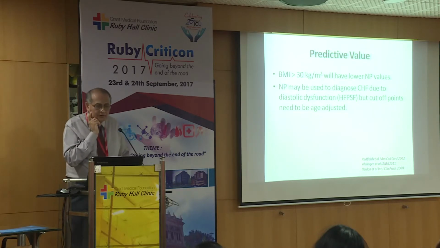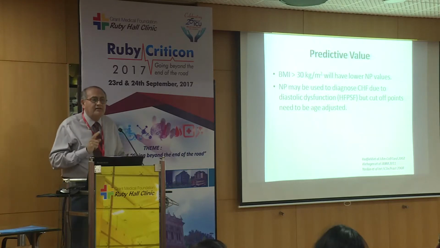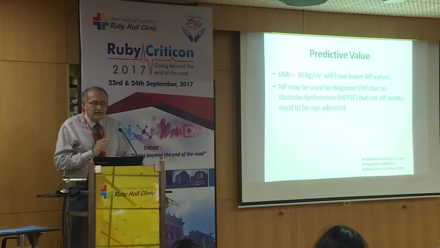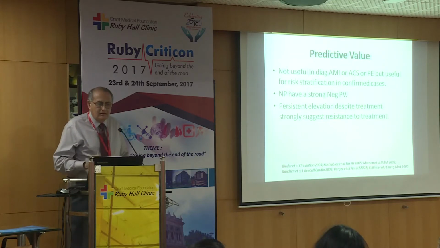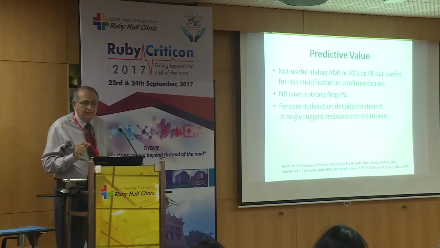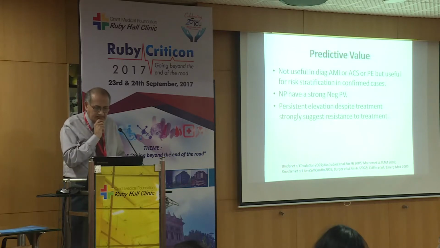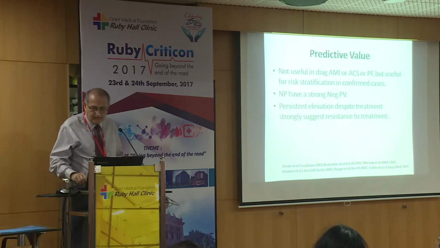More important, natriuretic peptides may be used to diagnose congestive heart failure due to diastolic dysfunction. That means preserved systolic function, but a diastolic dysfunction. But cutoff points need to be age adjusted because the higher the age, the cutoff point starts becoming different. Not useful in diagnosing AMI or acute coronary syndrome or pulmonary embolism, but useful for risk stratification in confirmed cases of these 3 entities. Natriuretic peptides have a strong negative predictive value. Persistent elevation despite treatment strongly suggests resistance to treatment. These are the usefulness of your BNP and proBNP.